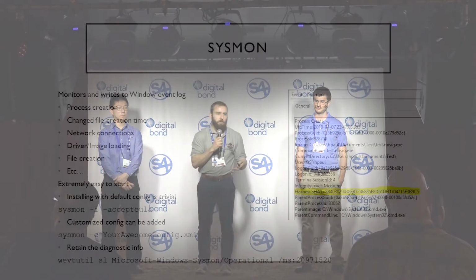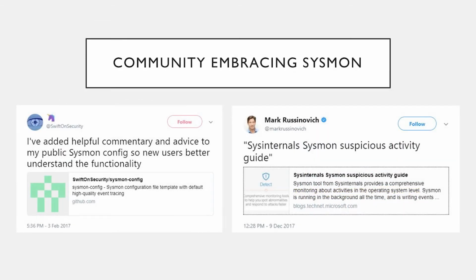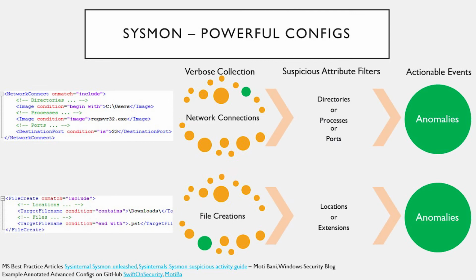Another neat thing to note is that when a process is created, it includes a hash of the image, which is a neat feature. And where the real cool aspect of this utility has come in is that there's been a lot of community support for it in terms of people publishing their different configurations that help filter out the noise and reduce it to just actionable information.